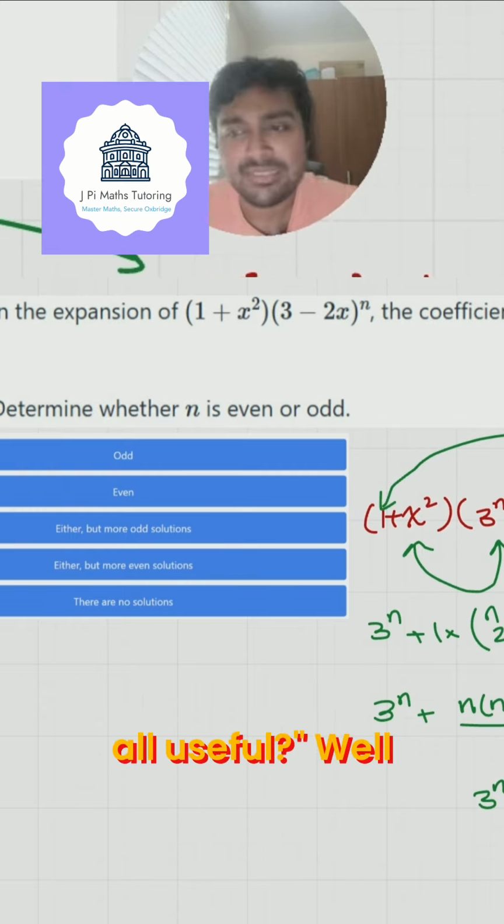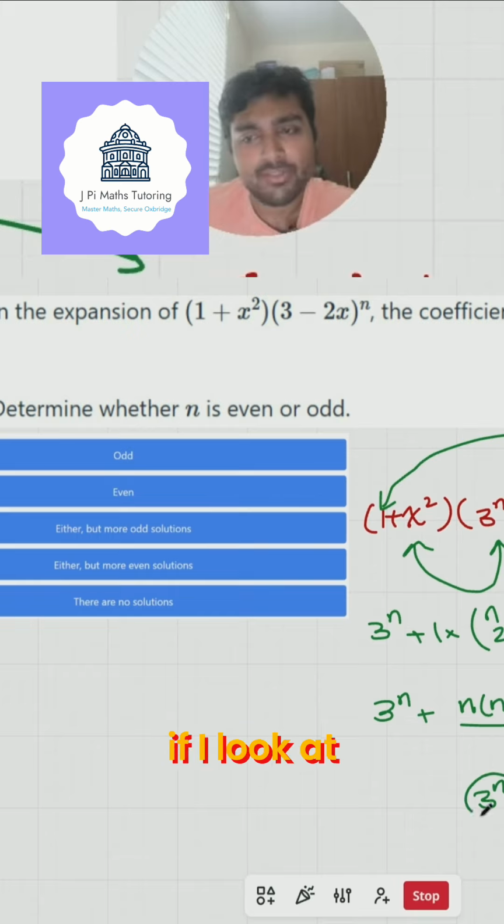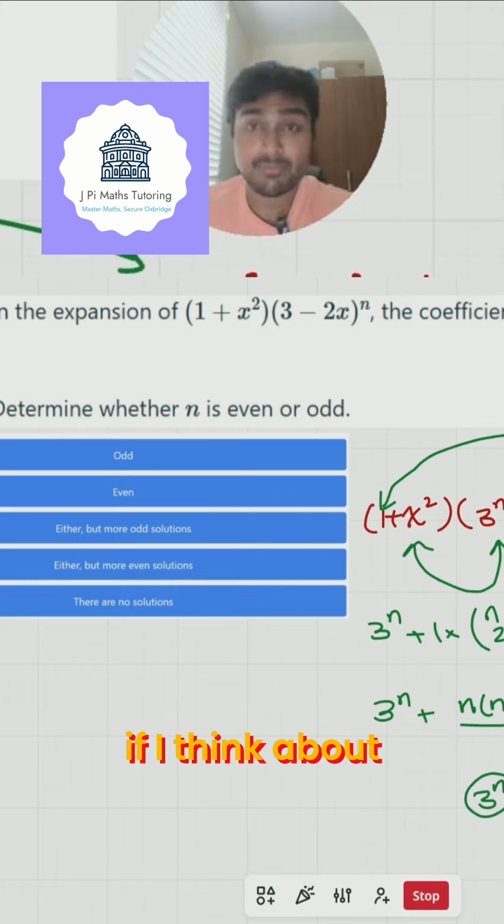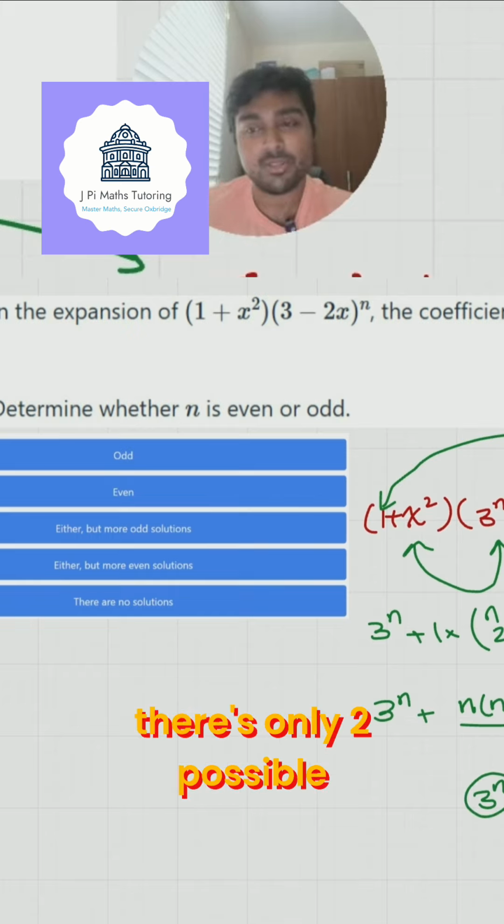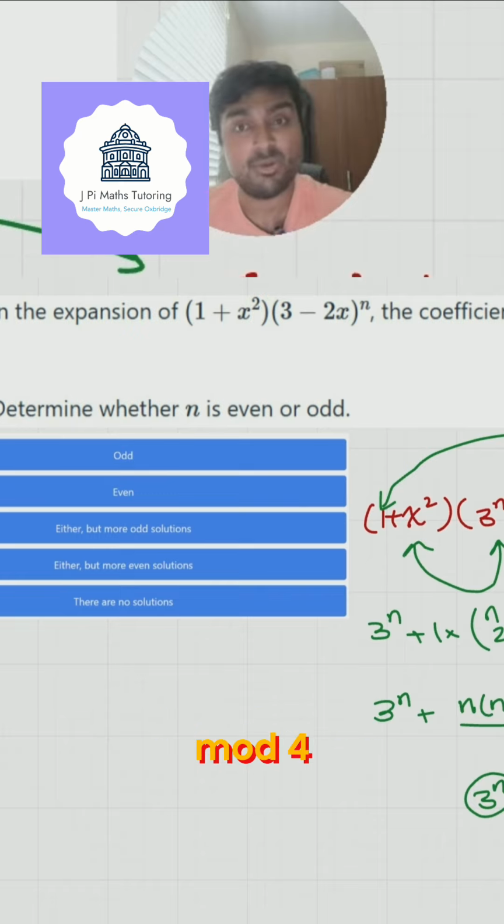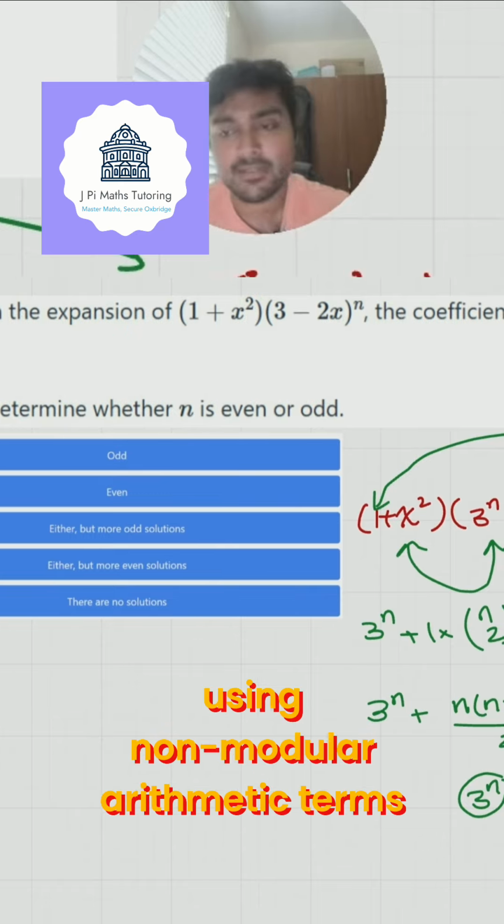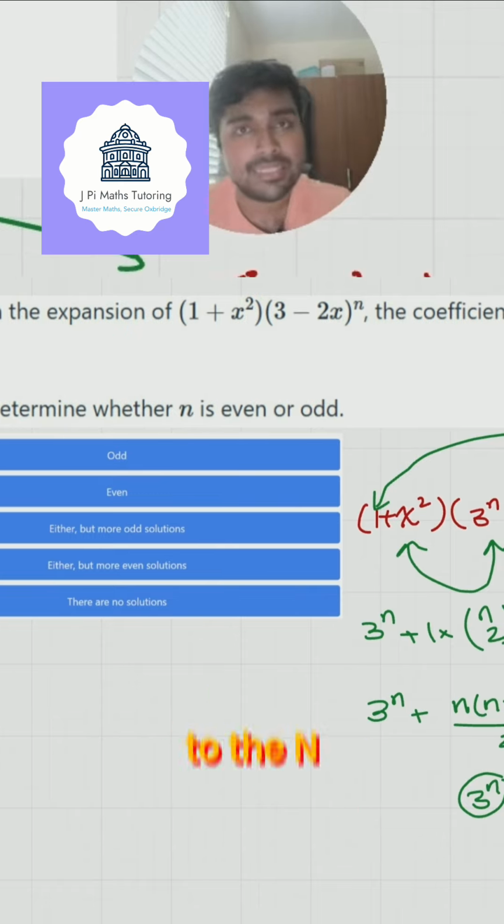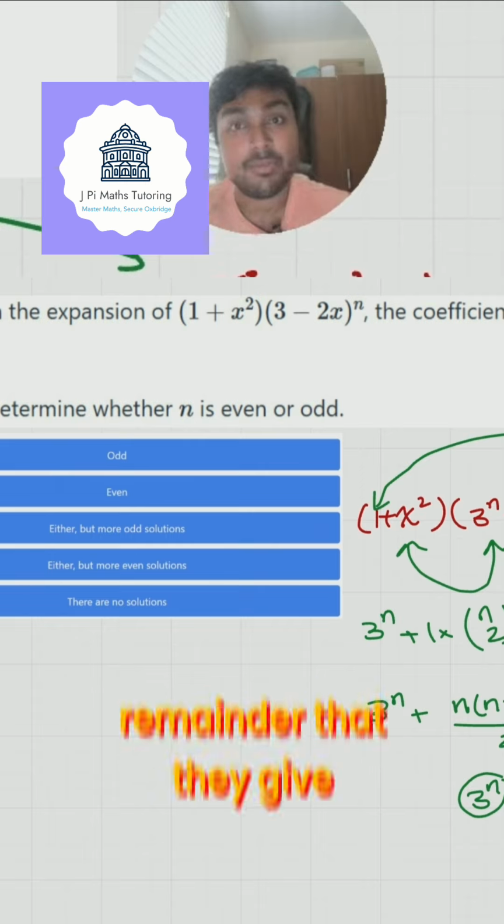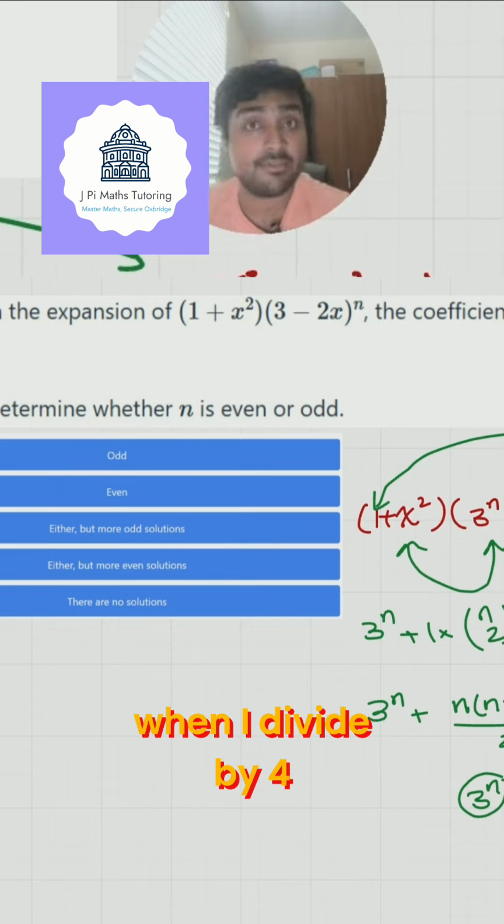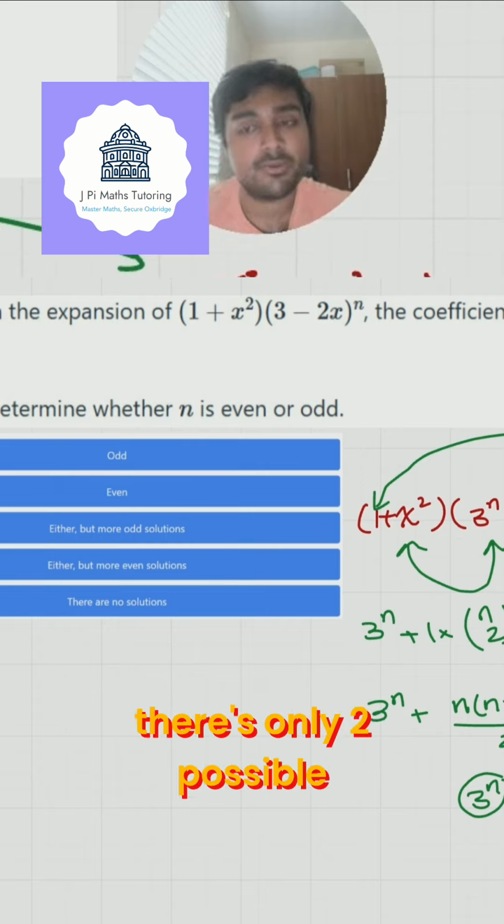And you might go, well, great, that's amazing. Why is that at all useful? Well, the idea is, if I look at 3 to the n, if I think about powers of 3, there's only 2 possible values they can be mod 4. So again, using non-modular arithmetic terms, if I look at the powers of 3 to the n, in terms of the remainder that they give when I divide by 4, there's only 2 possible values they can give.